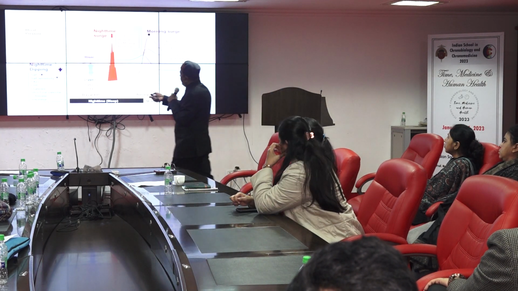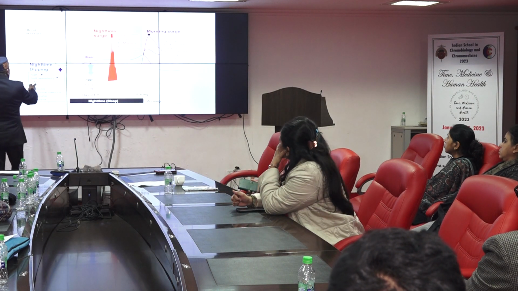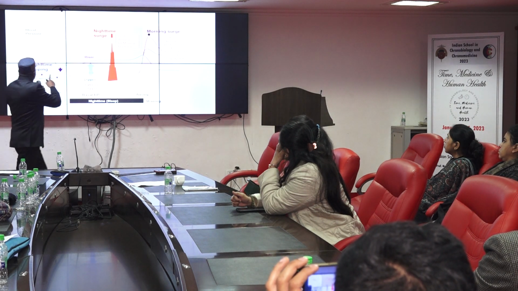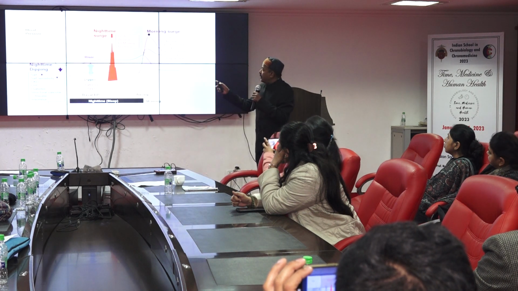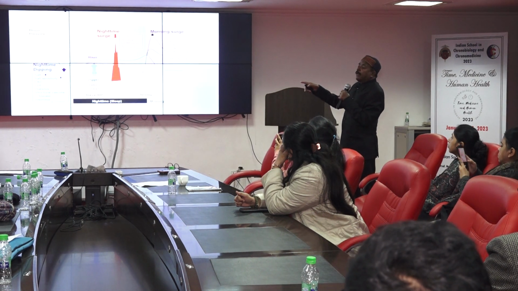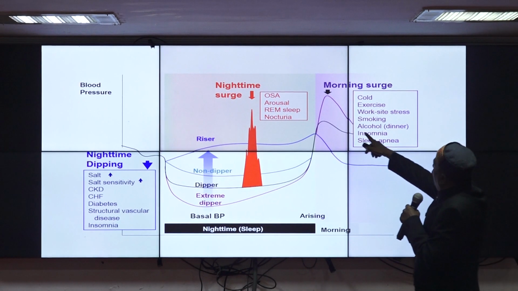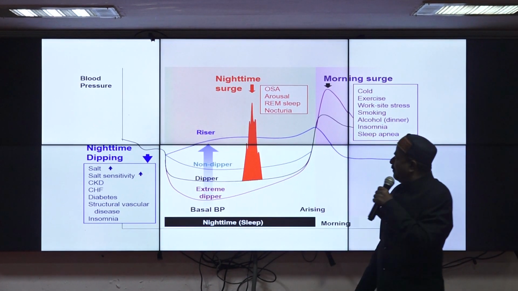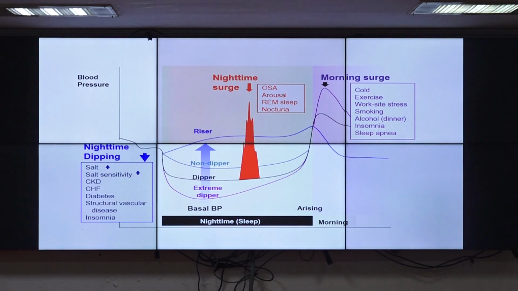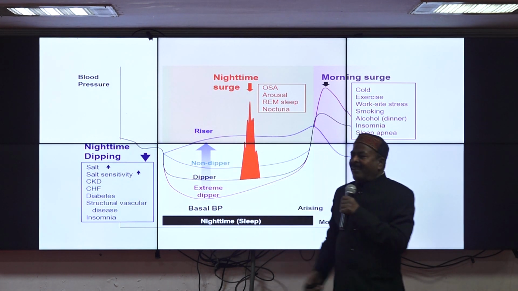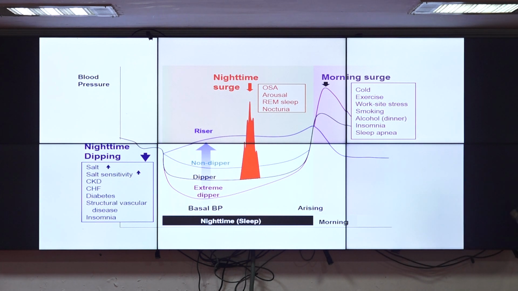And see here, the night-time dipping of blood pressure: if the salt is more, salt sensitivity is more, CKD, CHF, diabetes, structural vascular disease, insomnia. These are the factors which have to be kept in mind when the patient is having night-time dipping, and that dipping pattern can be changed because of that. Night-time surge, again you go for OSA, arousal, REM sleep, nocturia. And that will define whether the patient is having basal BP, extreme dippers, non-dippers, and risers. That will depend upon that. These are the guidelines I told you, prepared by Kario, Asian country data.